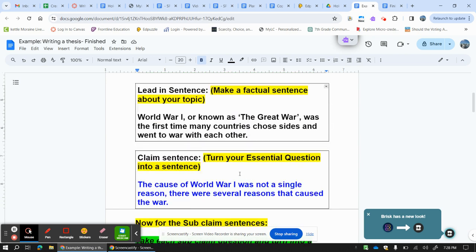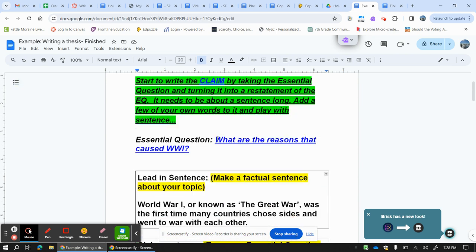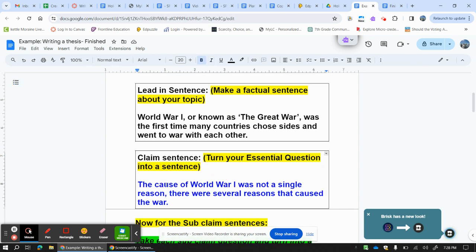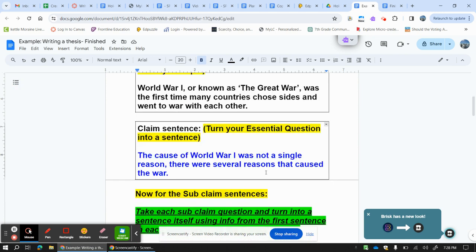Now let's go to my second sentence. This is my claim. This is where I take my essential question right here and turn it into a statement or a sentence. Okay? The cause of World War I was not a single reason. There are several reasons that caused the war. Okay, so now I have 2 sentences of my thesis done.